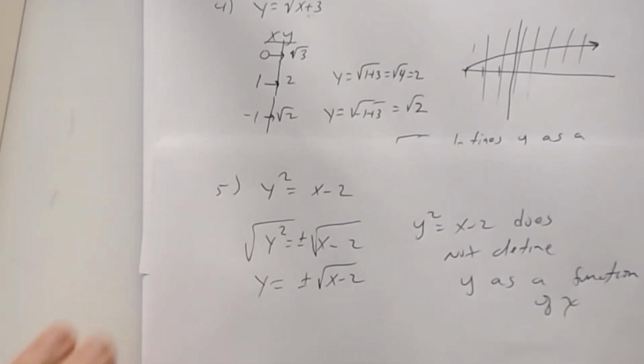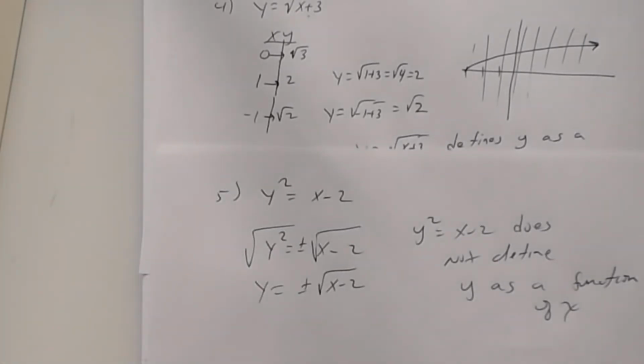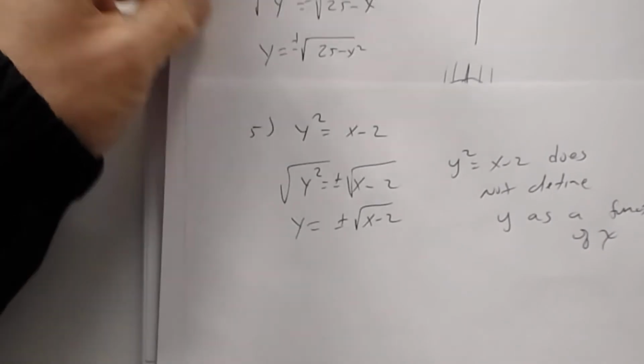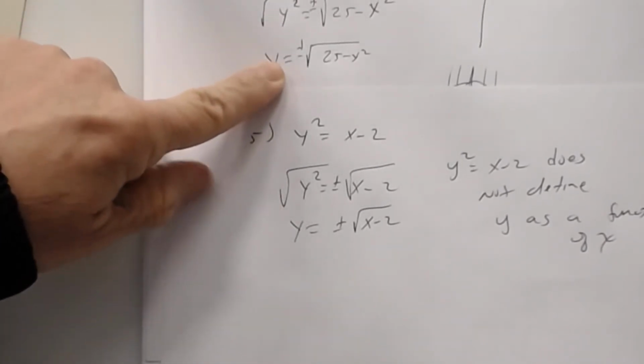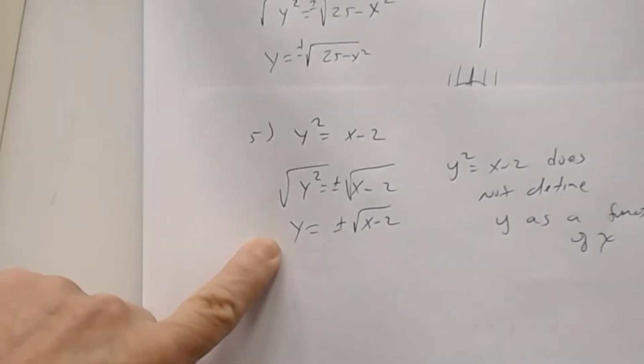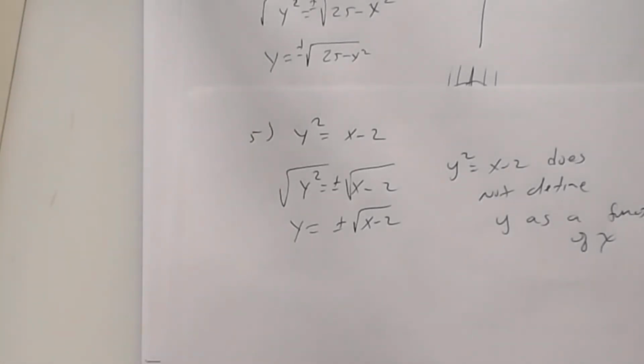Okay? Now, I want to say this. If I compare number 5 with number 3, when I solve for y, I had that plus or minus, right? And here, when I solve for y, I get that plus or minus also. So when I do a t-table, for almost all values, when I plug in for x, I'm going to get a positive and I'm going to get a negative. All right? So those are similar in that situation.